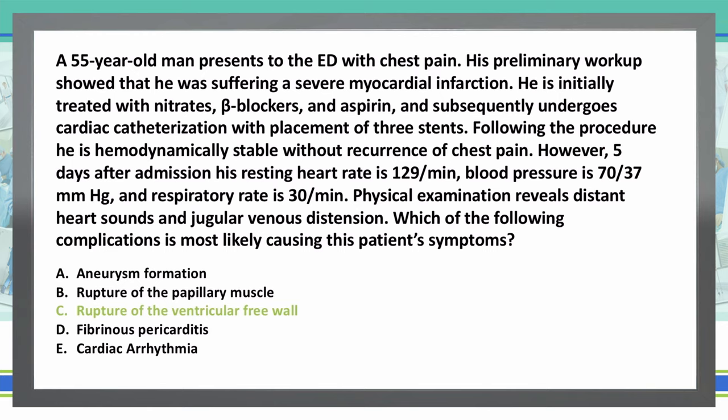So what we are dealing with is a complication associated with a myocardial infarction after the myocardial infarction occurs. There is a chart that I would highly recommend you know, and that is going to tell us what particular events and complications can occur at what particular time frame after a myocardial infarction. With rupture of the ventricular free wall, we're typically going to see that blood is escaping the heart and causing a cardiac tamponade. So that's what you're seeing here, where we have the distant heart sounds and jugular venous distension due to this free wall rupture and a cardiac tamponade being formed. So we're going to see hypotension, distant heart sounds, jugular venous distension, all on top of our tachycardia and tachypnea.